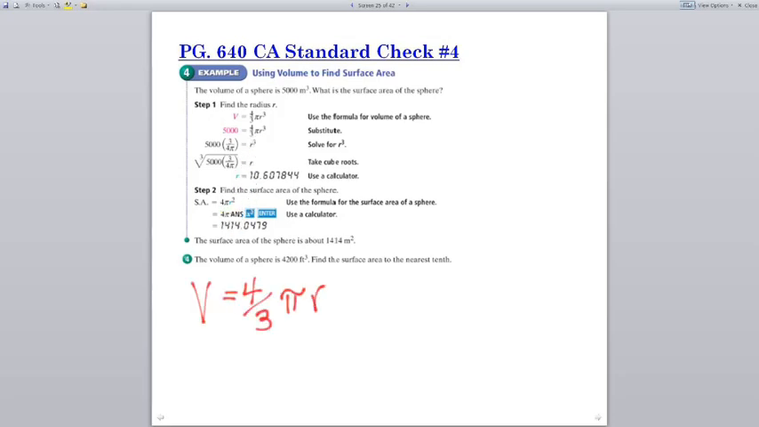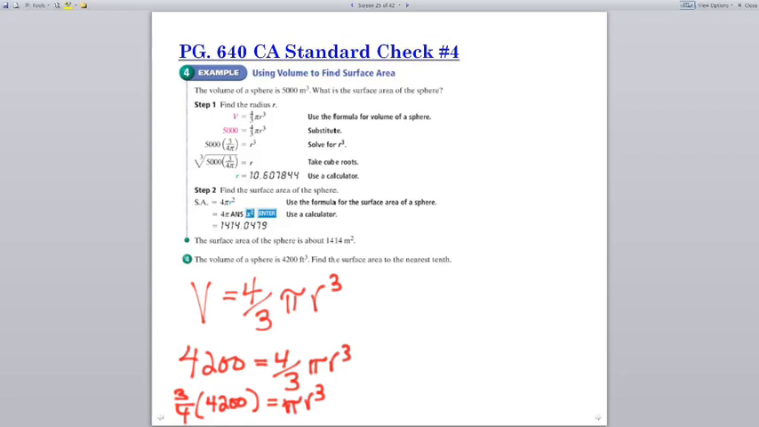So that's my volume formula. I know that it should equal 4,200. To get rid of this 4/3, I can either divide by 4/3 or multiply everything by 3/4. It's the same thing. I have pi r cubed. Divide by pi, and you're going to get something.